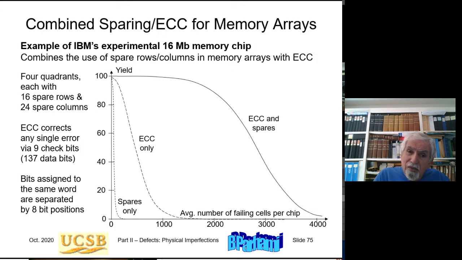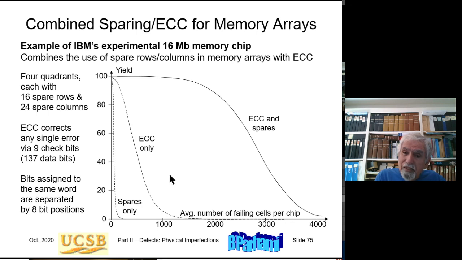So the conclusion of this study was that if you used error correcting codes only, the average number of failing cells per chip could be as small as 1,000 before the yield would drop to an unacceptable level. If you use spares only, then you need even fewer defects, because the number of spare rows and columns is limited. Maybe you have four of each. So 8 random defects can use up all the capabilities of those spares, and the 9th random defect basically disables the chip.